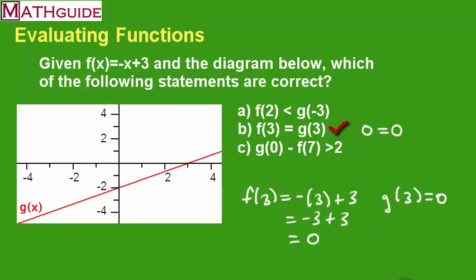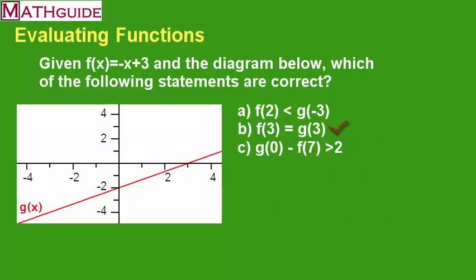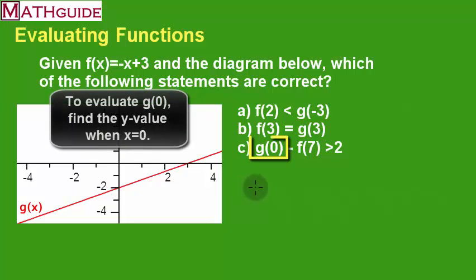I'm going to erase this. We'll get to part c. For part c, let's evaluate what g of 0 is. When x is 0, that's what that means, we can see the corresponding y value on this line is negative 2. So the y value is negative 2 at that point.